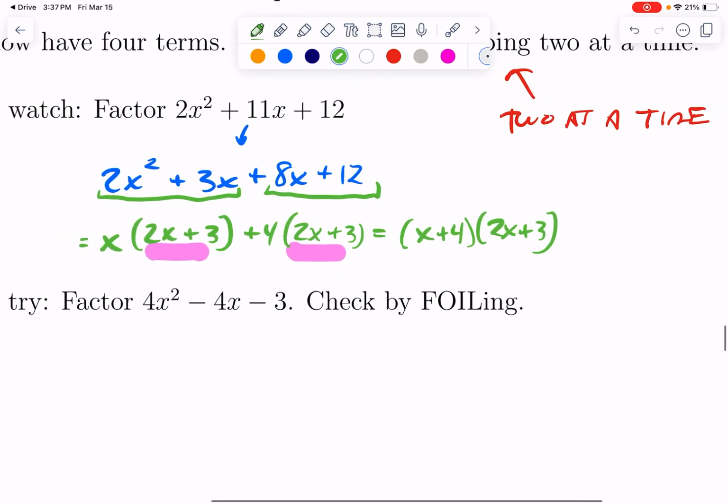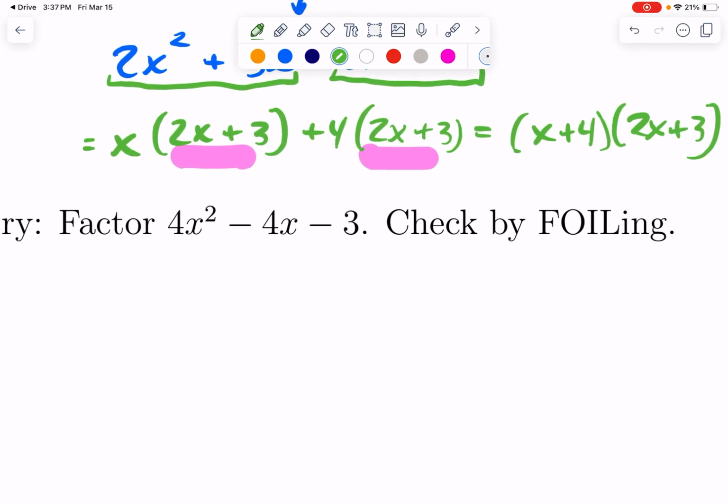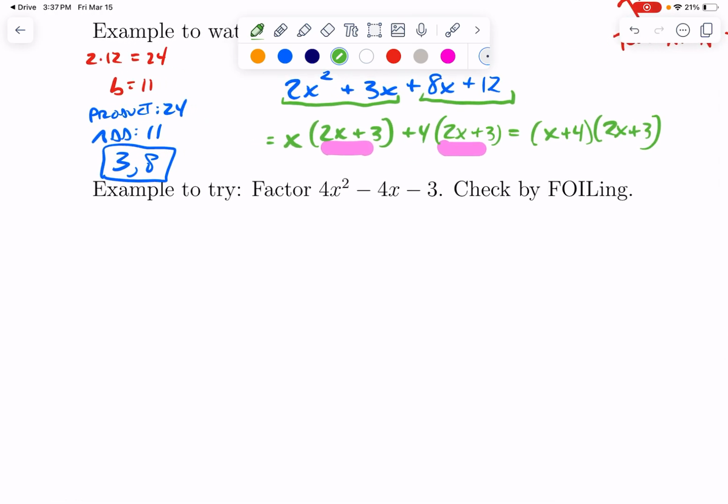So with that technique in mind, try this one: 4x squared minus 4x minus 3. So my hope is you did that. If you wanted to do guess and check, you can. Here, guess and check is a little harder than that first example because 4x squared, we might have gotten that by x times 4x. We might have gotten that by 2x times 2x. There's too many things to check.